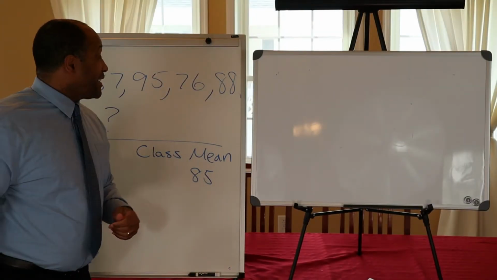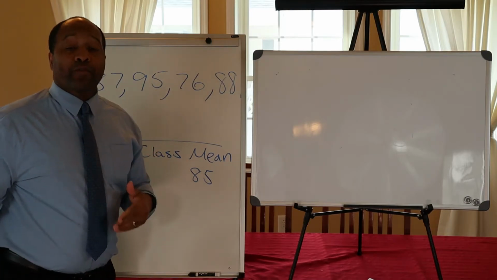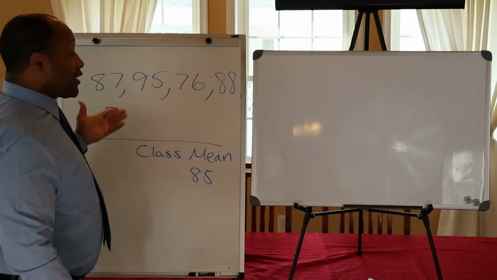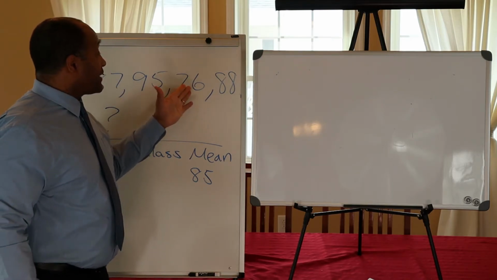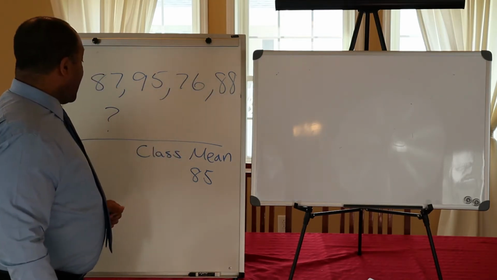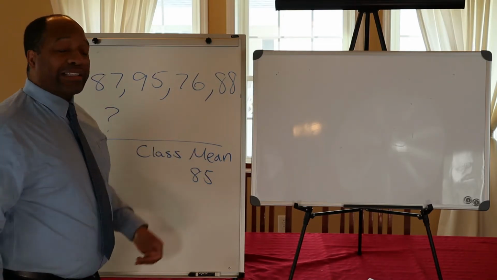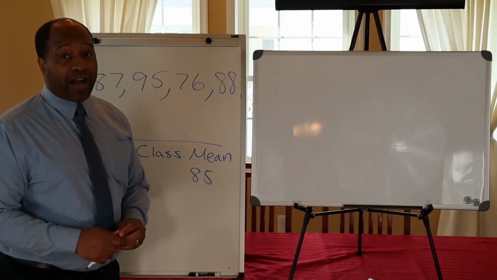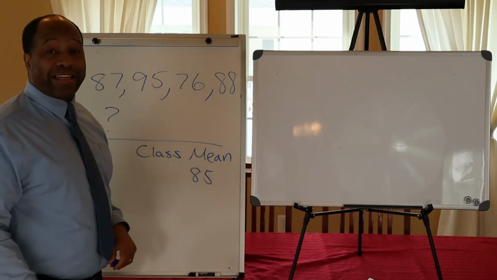Our next problem is a word problem. We have a group of students who took a test. One scored 87, the other ones were 95, 76, 88, and one we're not sure about. We don't know what it is, but we know the class mean is 85. So how do we calculate the missing grade that's going to give us an 85?